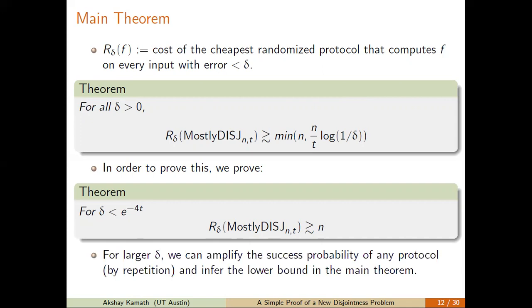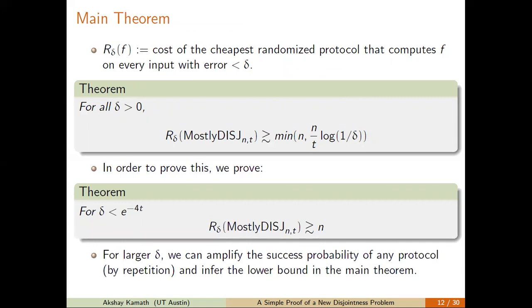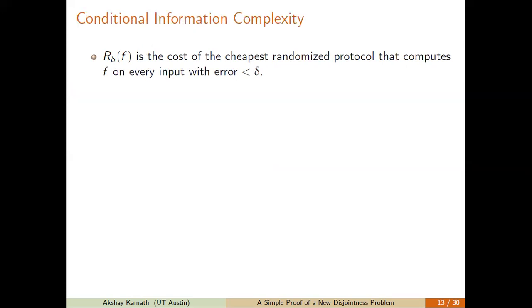So in order to prove a lower bound for larger delta, assume you have an algorithm that solves mostly disjointness for a larger delta. You can use repetition to obtain an algorithm that solves mostly disjointness for delta less than e to the negative 4t, and then infer a lower bound on this algorithm. And that is how we go from the second theorem to the first theorem.